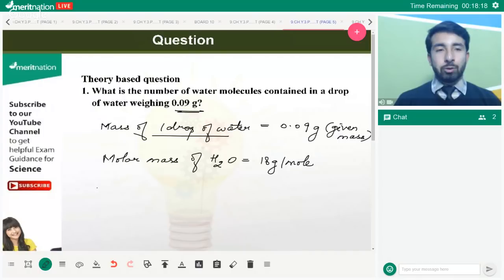How do we calculate the number of moles? Molecular mass is for the molecules. It's not for the elements. For elements, it's atomic mass. Now, the number of moles can be calculated by the given mass divided by the molar mass.